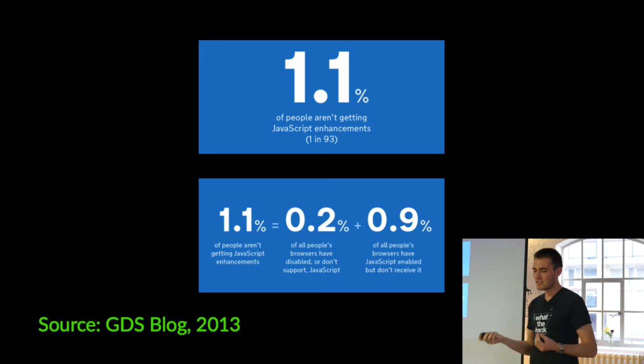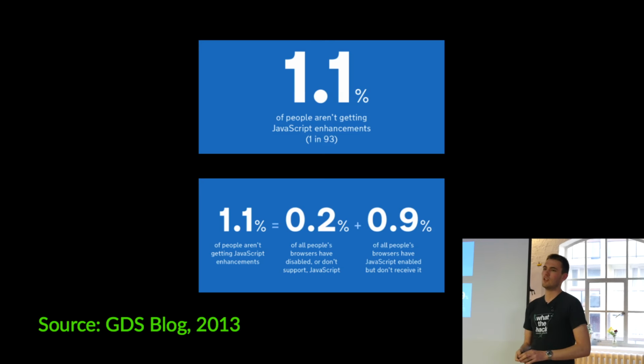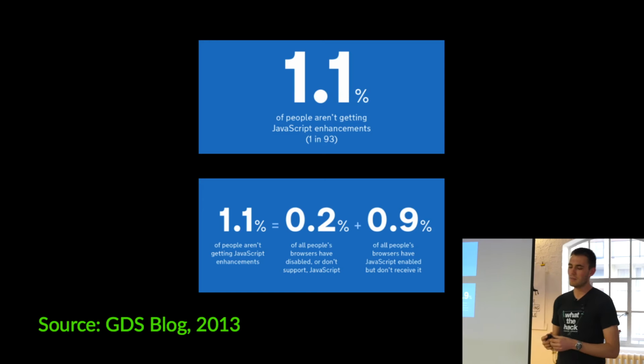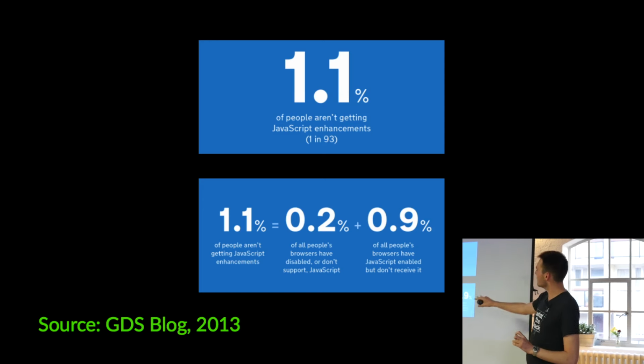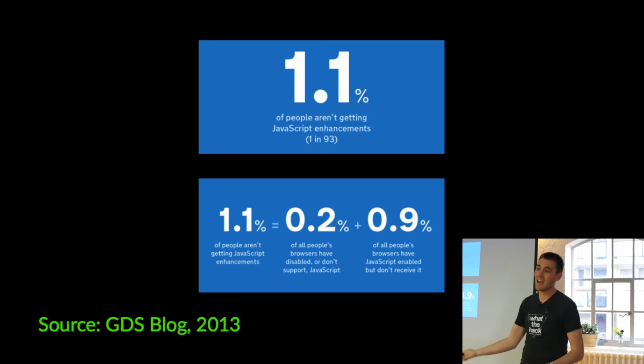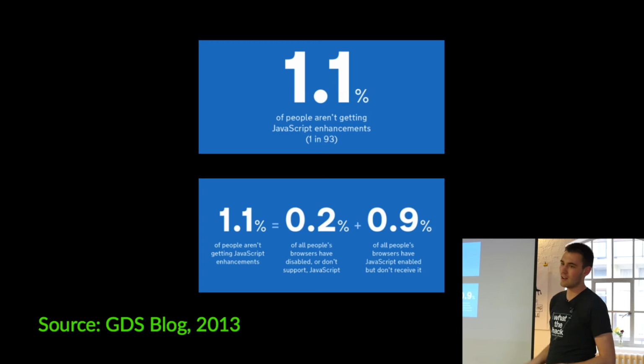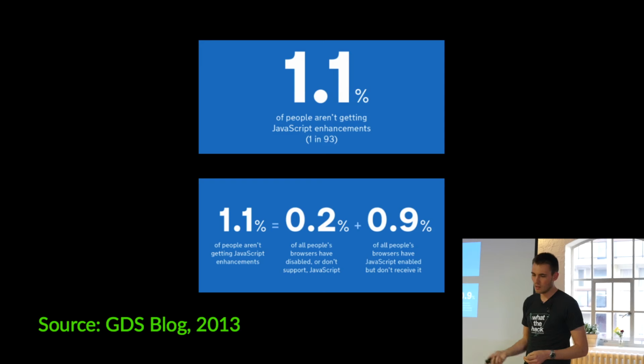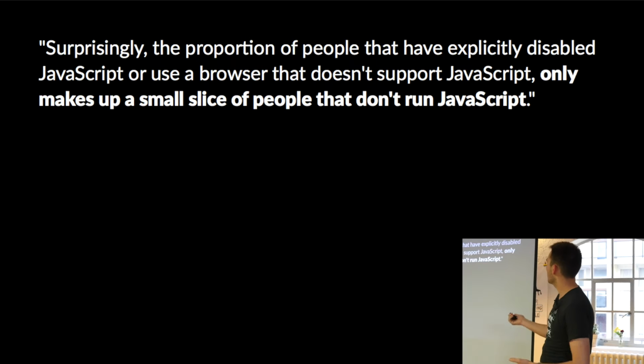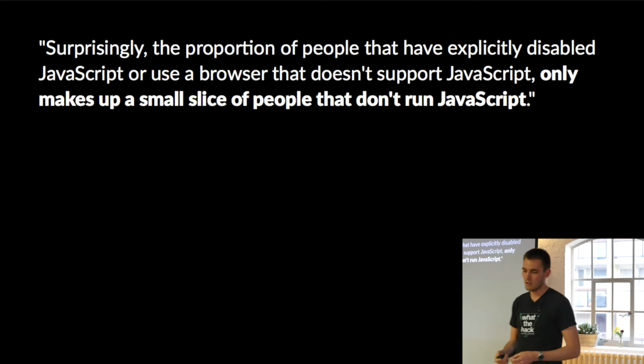And this was really interesting to me because I used to have this kind of gung-ho attitude of, well, if people have turned off JavaScript, then they don't deserve anything. And I still kind of think that might be a little bit true. But most people who are visiting without JavaScript didn't actually have it in the first place, and not out of choice, because of their situation. This blog post includes that quote: only a small slice of people who don't run JavaScript are the ones who have chosen not to.